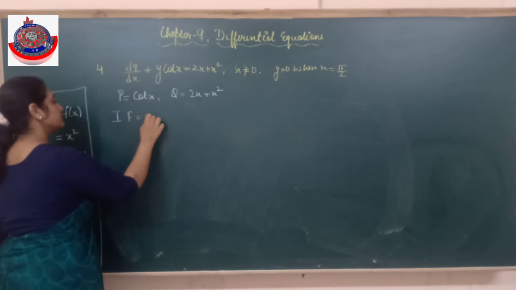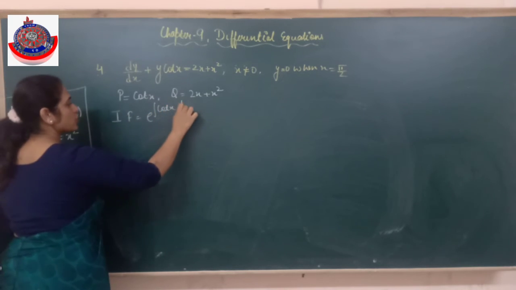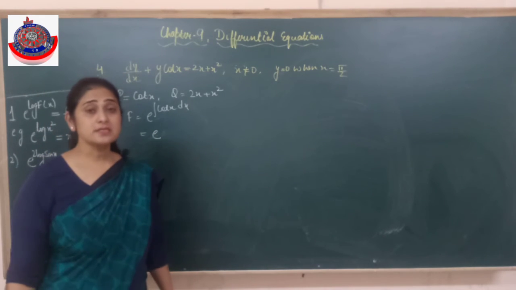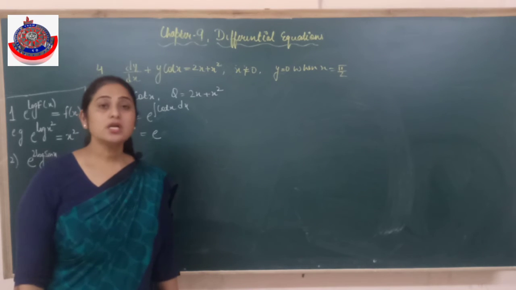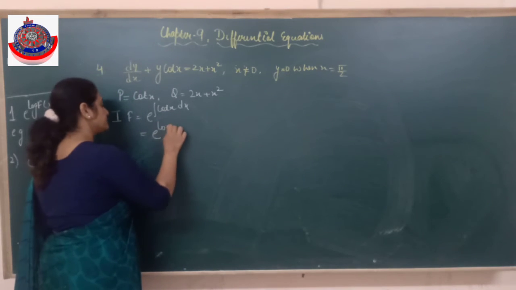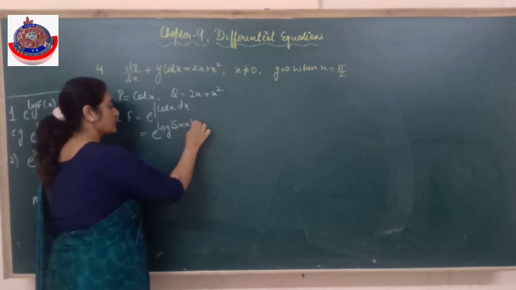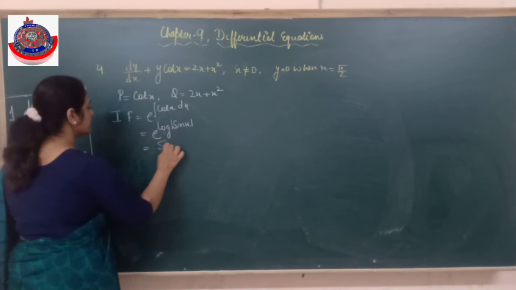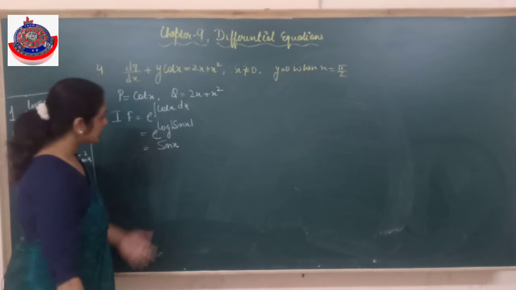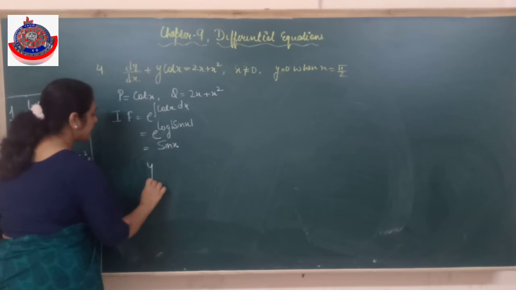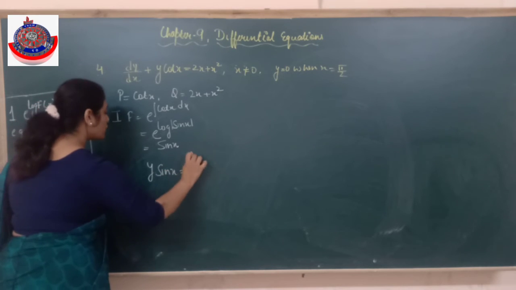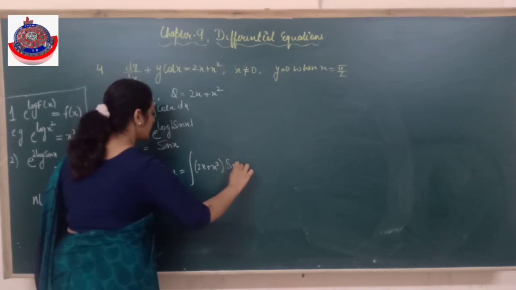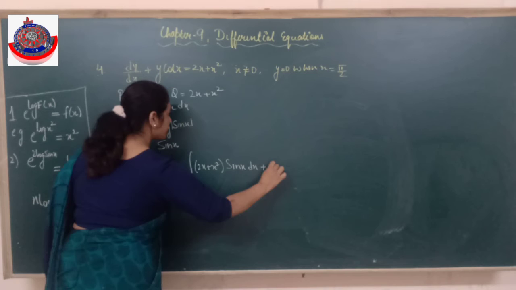Find integral factor. Integration of p with respect to x. What is integration of cot x? Integration of cot x is, yes, log of sin x. E and log, same rule. E to the log f of x is f of x, so it will become sin x. Clear? That's it. Now the final answer. Y into integral factor equals to integration of q into integral factor with respect to x plus c.